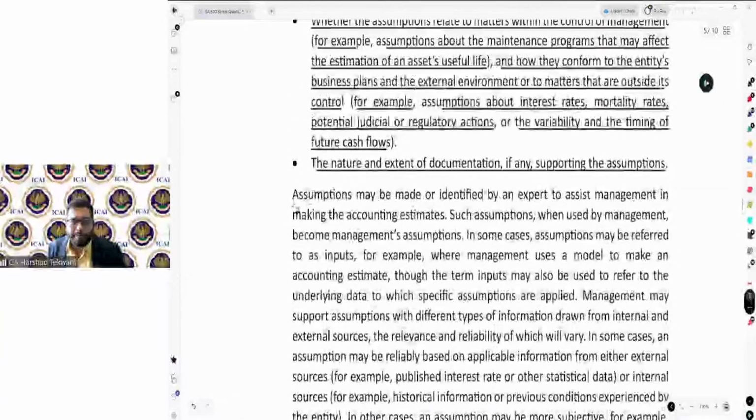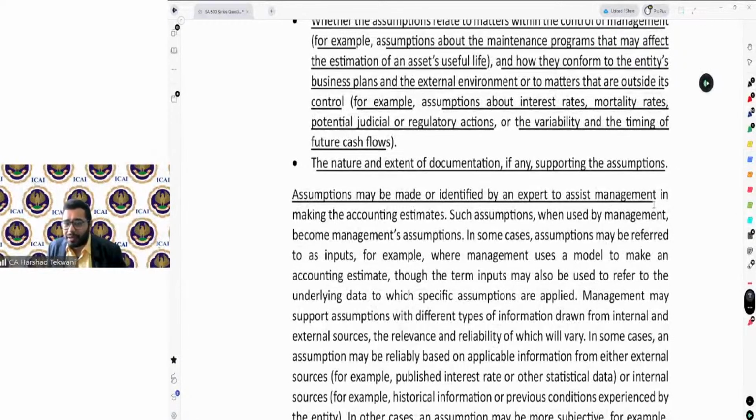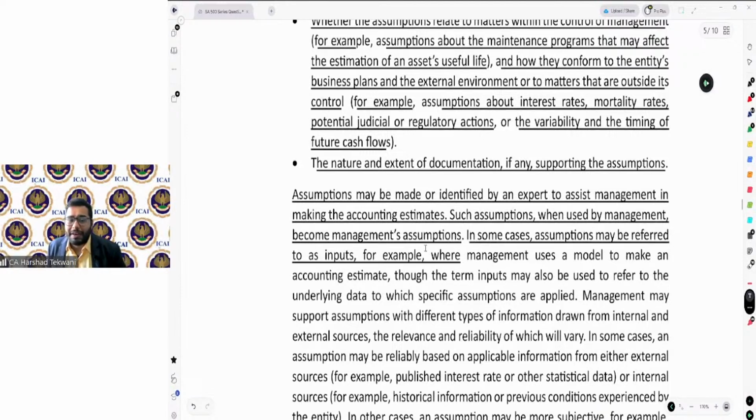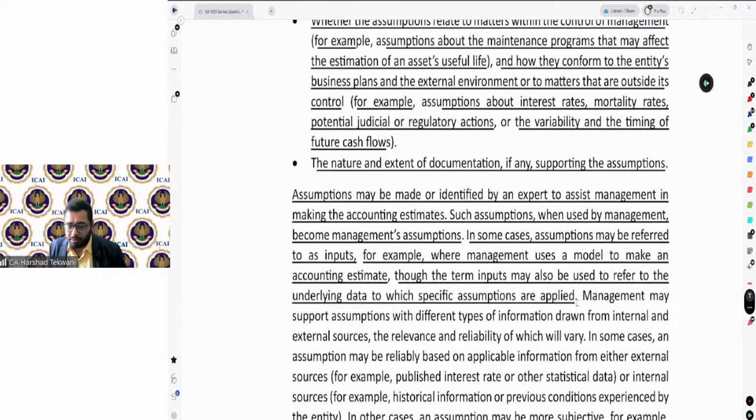Now, assumptions can be made or identified by an expert to assist management in making the accounting estimate. Such assumptions, when used by management, become management's assumptions. In some cases, assumptions may be referred to as an input, for example, where management uses a model to make an accounting estimate. The term input may also be used to refer to the underlying data to which specific assumptions are applied.